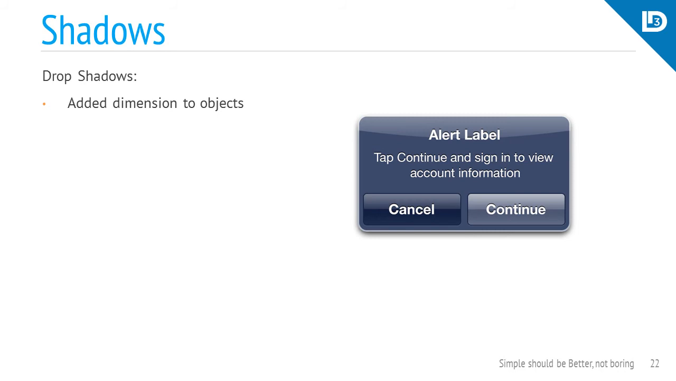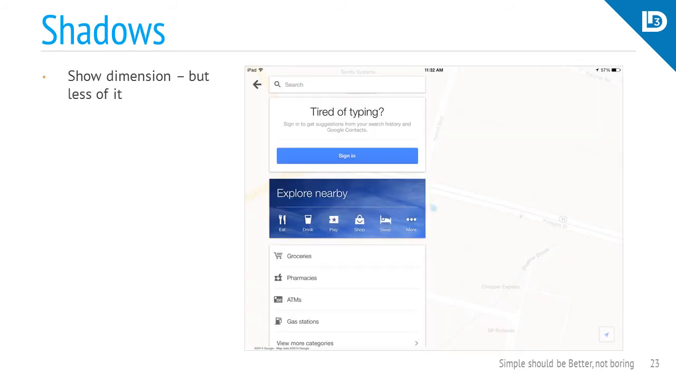But I think that shadows can still be used now, but what we need to do is show dimension but less of it. This is a good example. This is Google Maps, and what it does is they add a slight drop shadow behind their boxes, just enough so that it feels like it's lifted off of the map, but not too much. It still creates a simple, impactful way of showing the map, but it doesn't take away from the content that I'm trying to search for. It's just a lot less dramatic, and I think this is a good example.